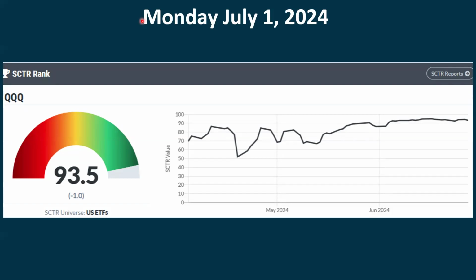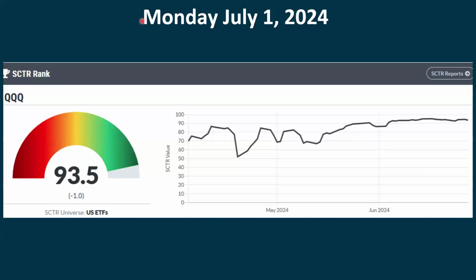It was stronger earlier in the year, then it dropped down. Now it's still looking pretty strong. Are the QQQs, which is the NASDAQ 100. And these are the big mega cap stocks, the Magnificent Seven, the stocks that everybody's talking about these days. And it comes in at 93.5.